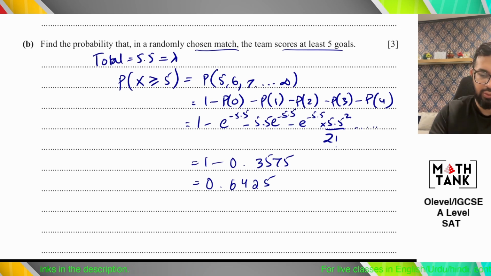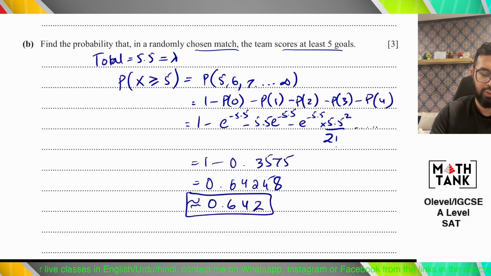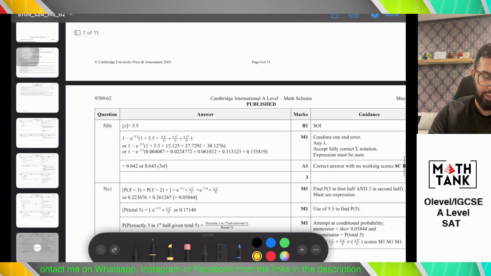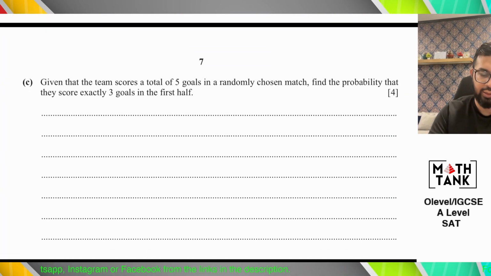0.6425. Using 0.64248, that rounds off to 0.642. I've used the exact value. Yeah, 0.642. 0.643 is also correct.